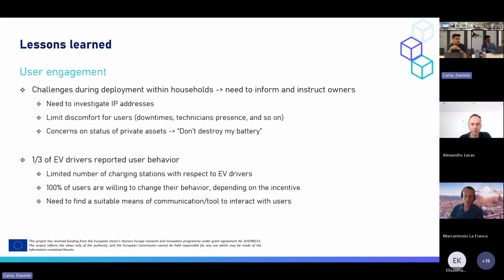And then user engagement. We noticed that there were some challenges during the deployment, especially within the households, because of course, first of all, household owners were a bit concerned about this solution being integrated inside their private house. Some, for example, were scared about the eventual danger for the batteries, etc.